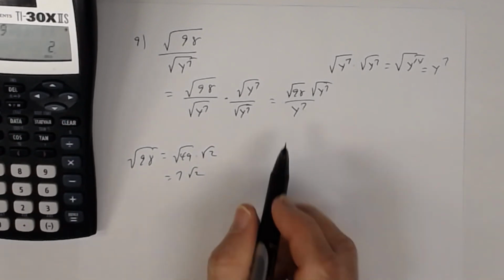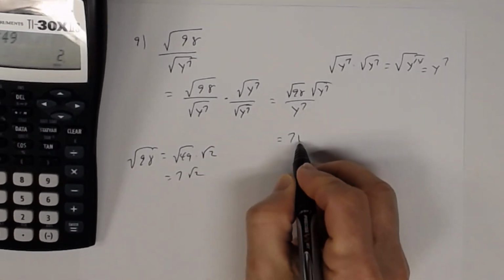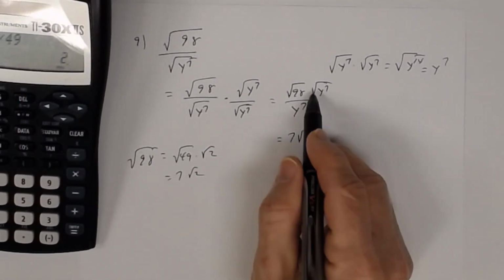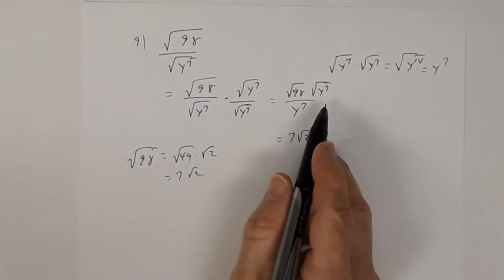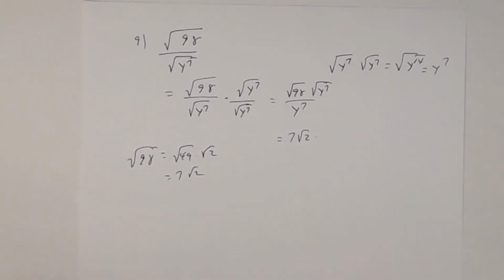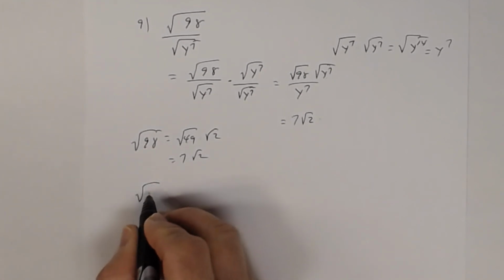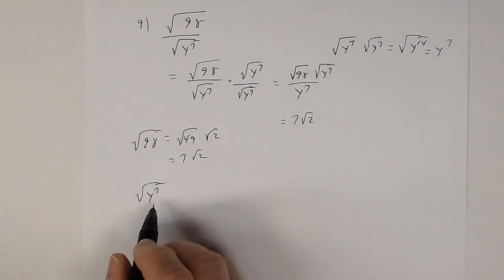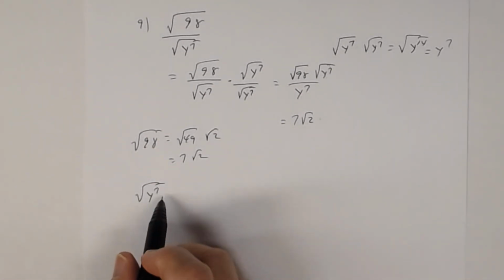So that's going to go here. So this becomes 7 square root of 2 times, now let's talk about the square root of y to the 7th, because I know we can simplify that, so simplify if you can. All right, so remember all that. So let's talk about this, the square root of y to the 7th.